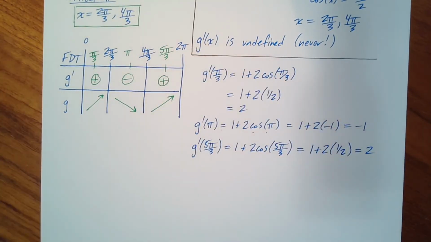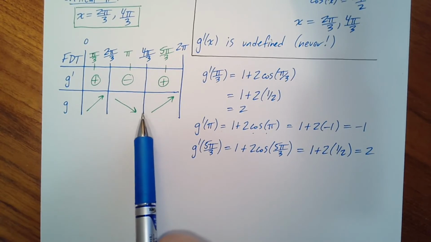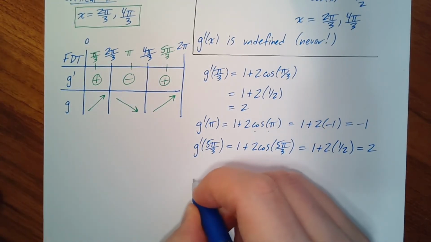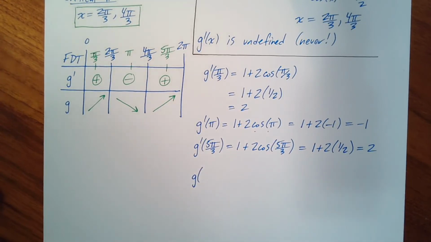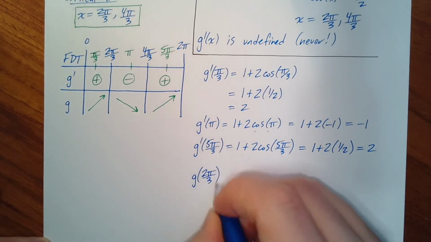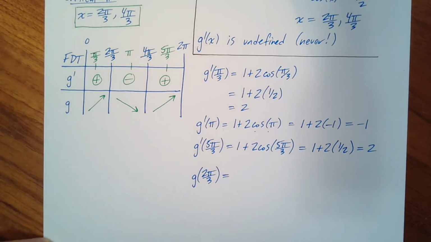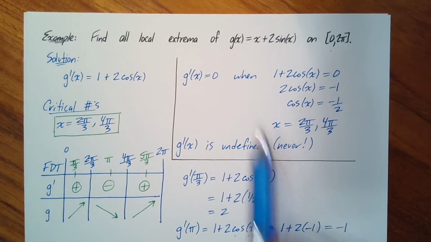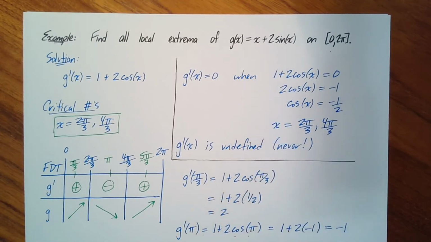Okay, so that tells us that we have a local maximum at 2 pi over 3 and a local minimum at 4 pi over 3. So let's work out what the y coordinates are. So now we're going to plug these into the original function. So g of 2 pi over 3 is going to be, well, what was the original function again? Let's remind ourselves. G of x is x plus 2 sine of x.